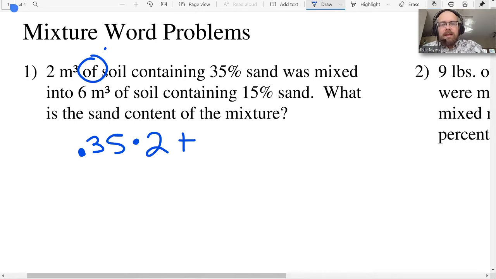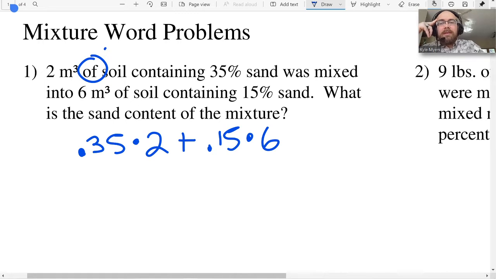So 15% sand, that's 0.15 of 6. That's going to tell me how much of the 6 things of soil is actually sand. I just want to know what's the sand part, like how much sand we're dealing with here. So that's what this gives me, 0.35 times 2 plus 0.15 times 6. That's going to tell me the amount of sand there is.